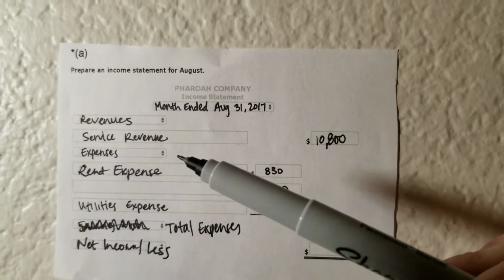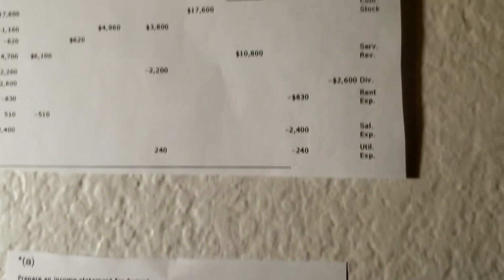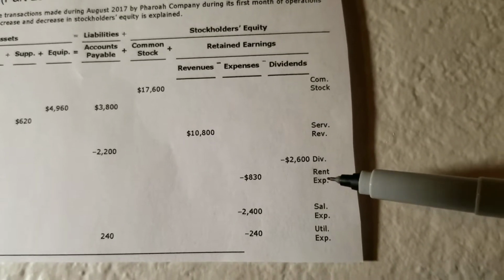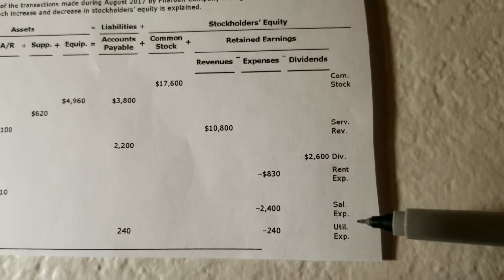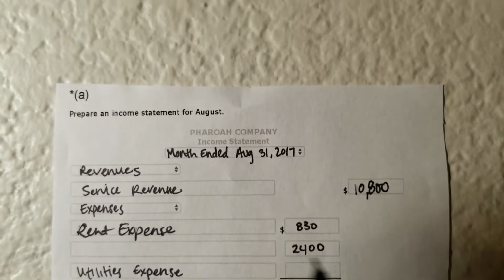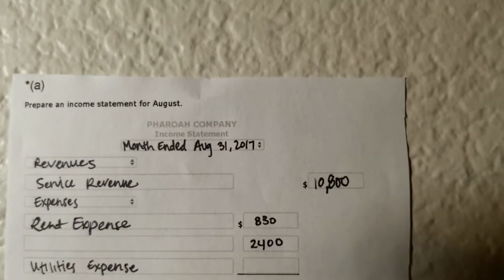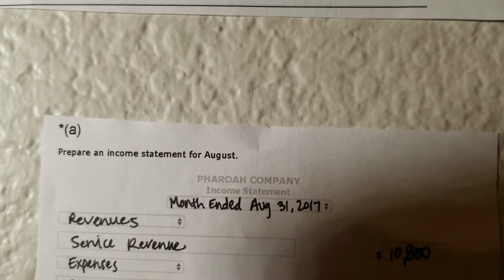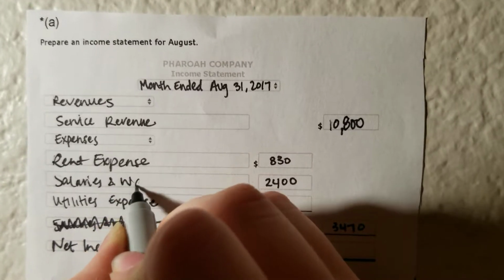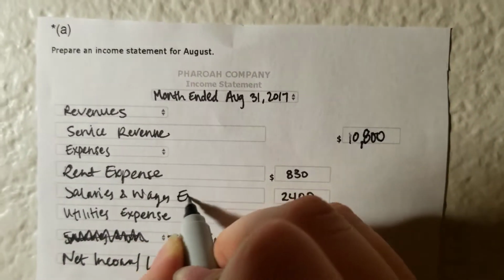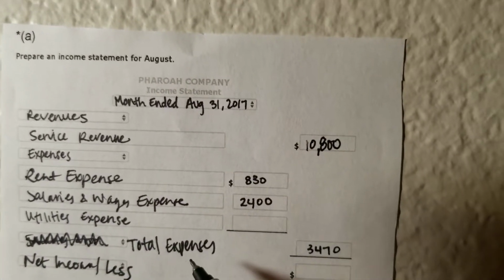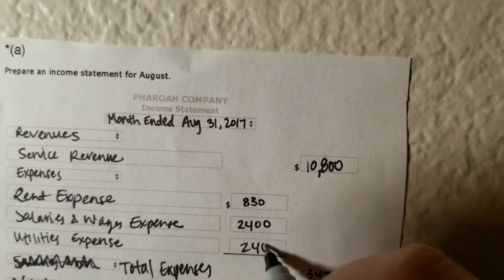We then go to the expenses, and you can see in this column underneath expenses we have our rent expense, salaries and wages expense, and our utilities expense. So we have rent expense for $830. Our next one was the salaries and wages expense, and that's for $2,400. And then our utilities expense was for $240.